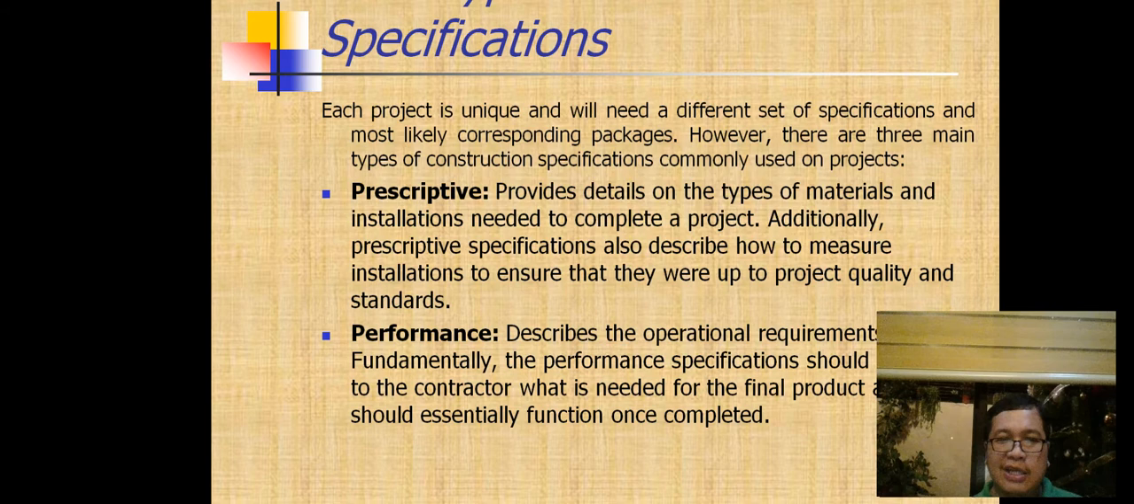Okay, fundamentally, with performance specifications you describe a certain performance, but the contractor will be the one to propose the final product or material to be used. So when you say prescriptive, you already provided the brand name and what to be used specifically. When you say performance, you write how a specific material should perform before it can be allowed in your project. Okay. So it's really up to you whether you choose prescriptive or performance specification.